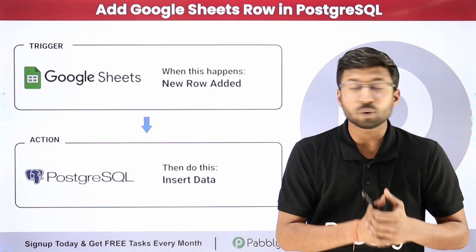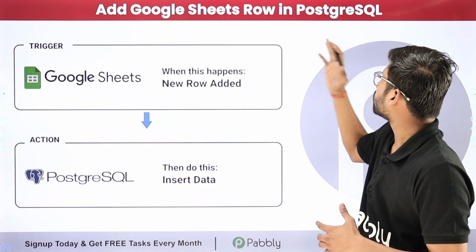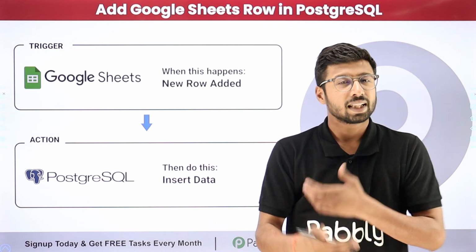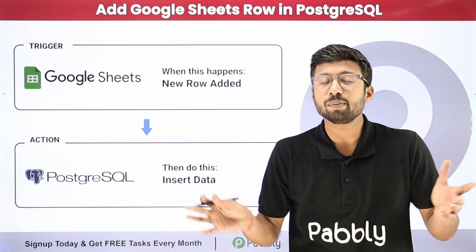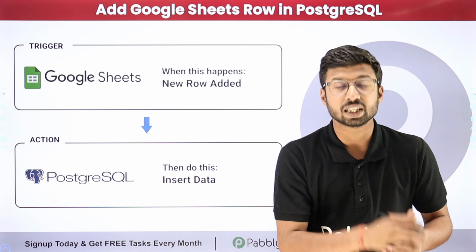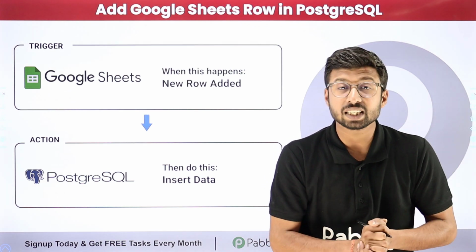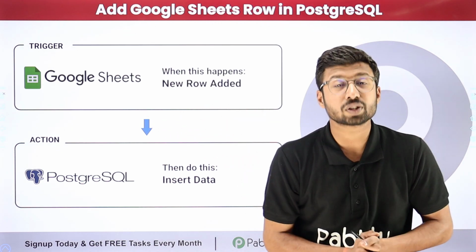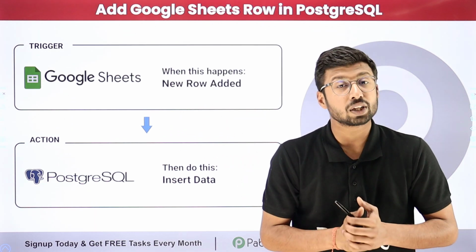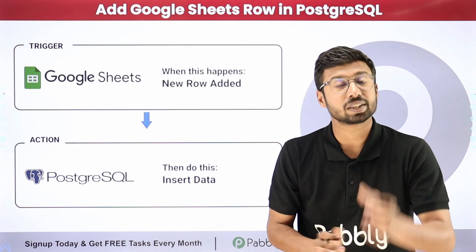So in this video, we are going to learn how to add Google Sheets rows in PostgreSQL. Let's say you are adding some data from multiple sources in your Google spreadsheet, and the new rows of data which you are adding in your Google Sheet, you want to add the exact same data and save it in your PostgreSQL database as well. So let me tell you, you can completely automate this process.